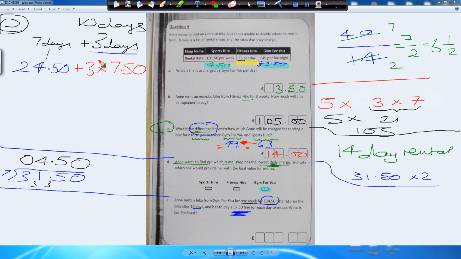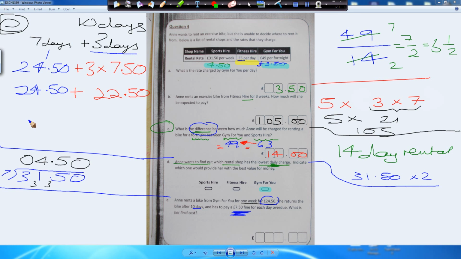Okay, now 3 times £7.50, let's break that down in our heads. 3 times £7 is £21. 3 times 50 pence is £1.50. So it's £21 add £1.50 gives us? Mental maths, folks. You're going for a grammar test. You should not do this kind of stuff. You guys should be smart, quick, off your feet.